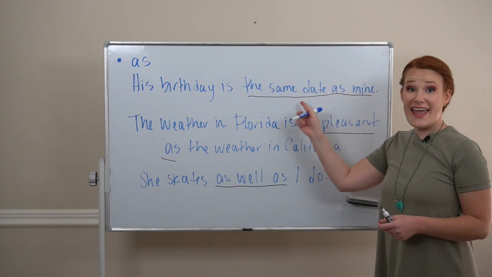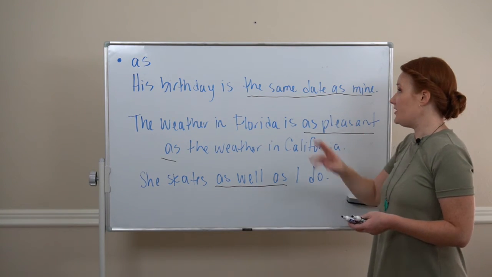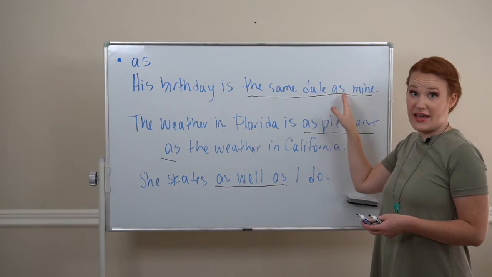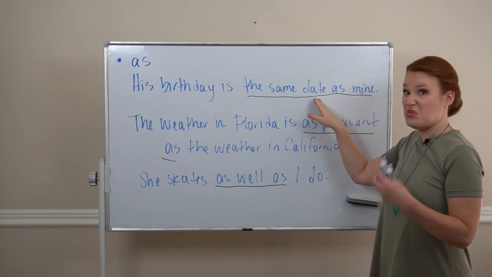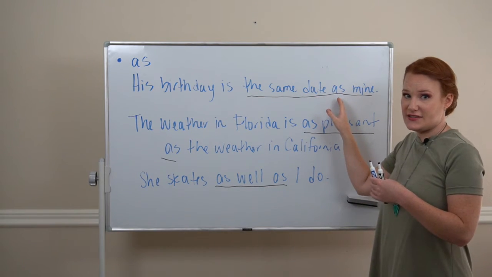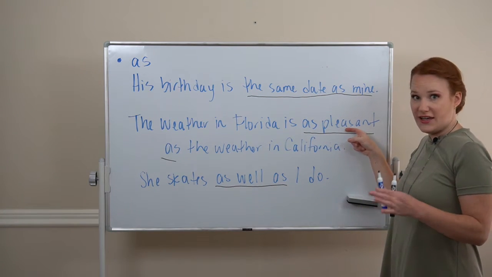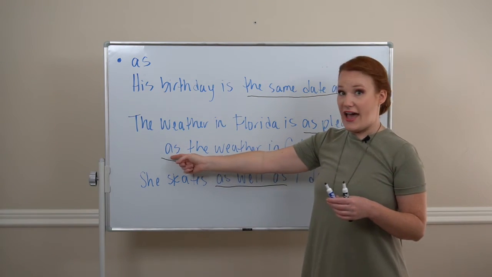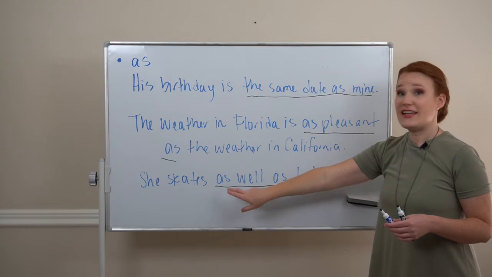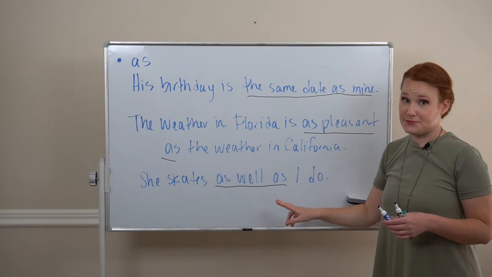So with the noun, we're going to use the expression the same, whatever this noun is, as. With adjectives and adverbs, we'll use as plus the adjective or adverb and then another as. As pleasant as, as well as.